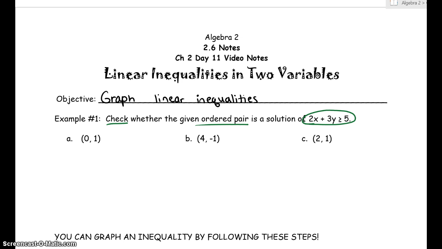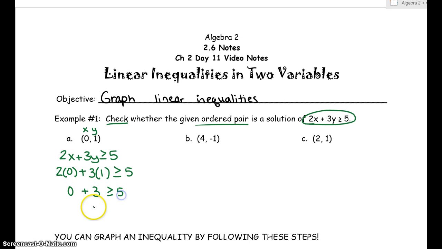not. So if this is our inequality, 2x plus 3y is greater than or equal to 5, then what we have to do is take our x is 0 and y is 1 and substitute them into our inequality. So we have 2 times 0, because x is 0, plus 3 times 1, because y is 1, is greater than or equal to 5. Well, let's see if that's true. 2 times 0 is 0, plus 3 is greater than or equal to 5. Is 3 greater than or equal to 5? And the answer to that is no.